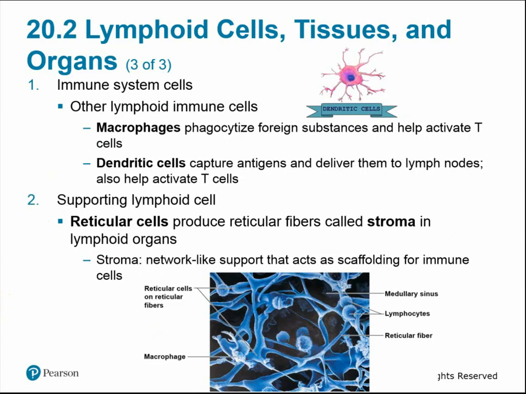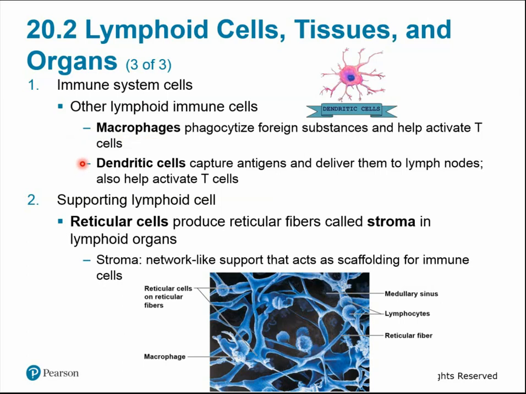So a few other cells involved in the lymphatic system. You have macrophages. So these are just the large eating cells. So they're going to eat any foreign substances and also help activate and stimulate some of those T cells. So if a macrophage encounters, say, a bacteria, right, it can take that bacteria out and then alert the T cell that there's potential infection taking place.